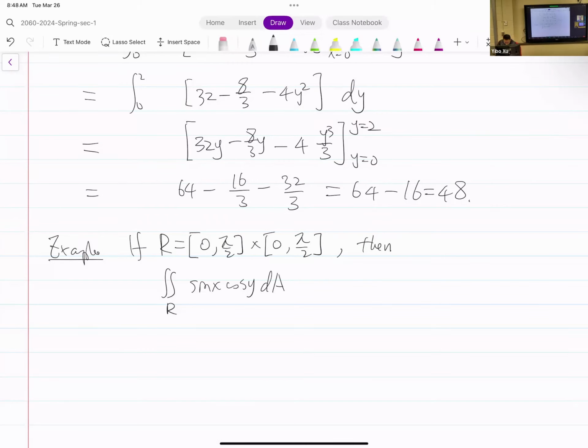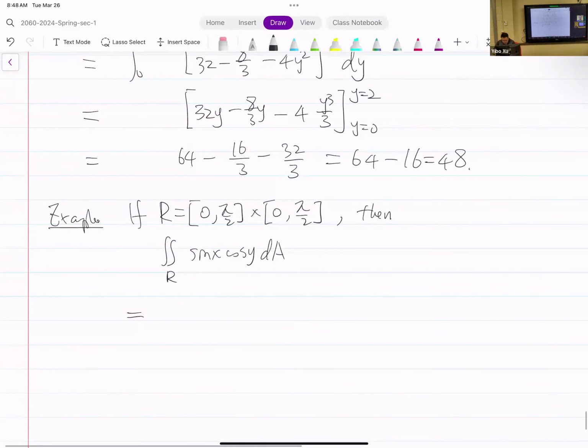These functions don't really mix with each other. This is a really nice situation because eventually we will see that we can separate the integral into two pieces. Let's just write out the integral. We do dx dy, where the interval for y is from 0 to pi over 2, and for x is the same. And then sine of x cosine of y.